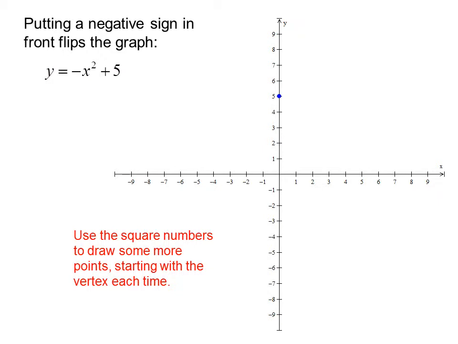So we use the square numbers to draw some more points, starting with the vertex each time. We go over 1, down 1, and draw our first dot. Our next dot will be straight across. Now, starting back at the vertex, go over 2, down 4. This gives us a dot at 2, 1. And there will be a dot straight across at -2, 1.